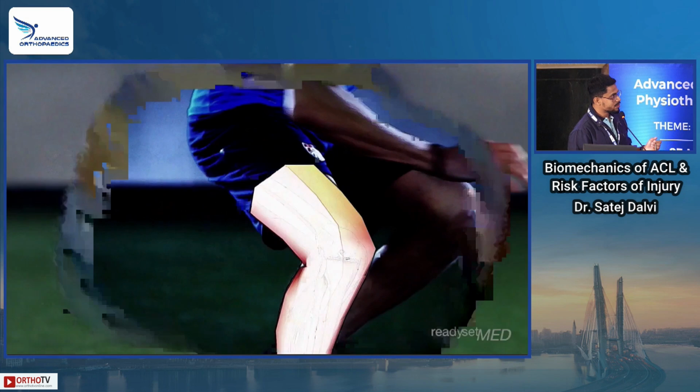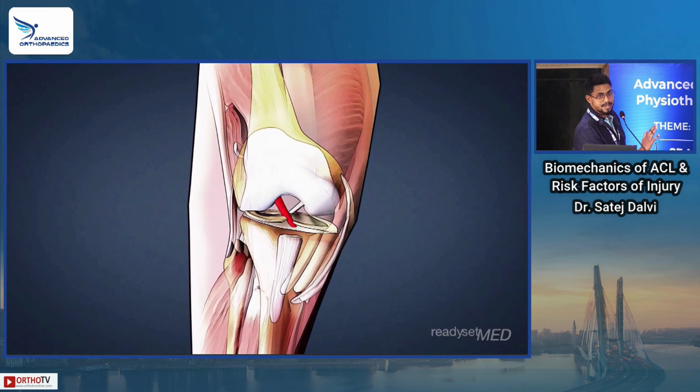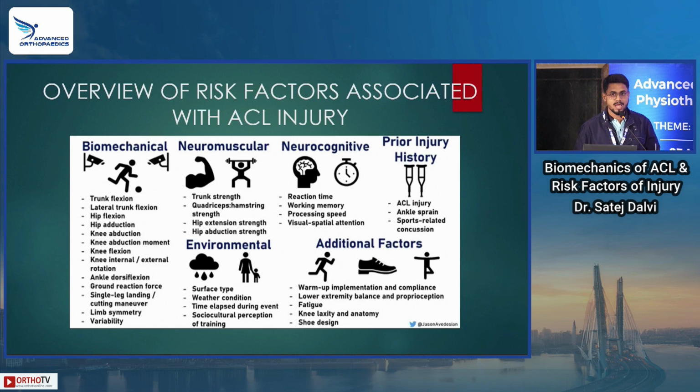So we're talking about restricting that tibial internal rotation in the transverse plane. We're looking at restricting the valgus and varus forces in the frontal plane, and then restricting that anterior tibial translation in the sagittal plane. Now, this is an overview of all the factors that potentially contribute towards ACL injuries.